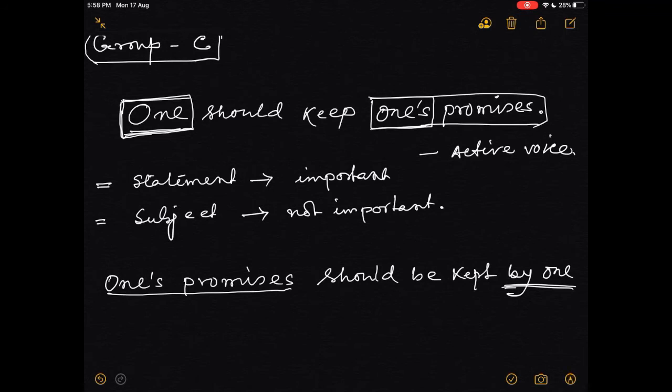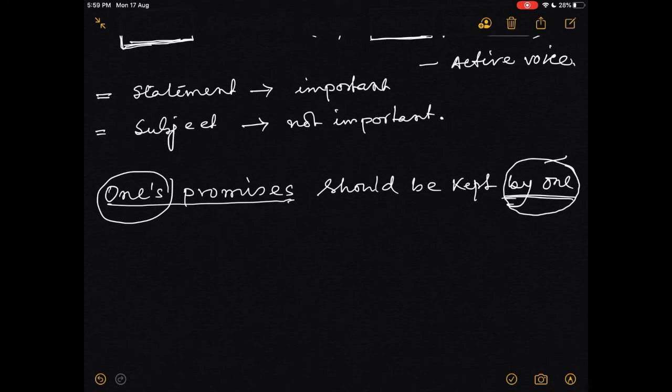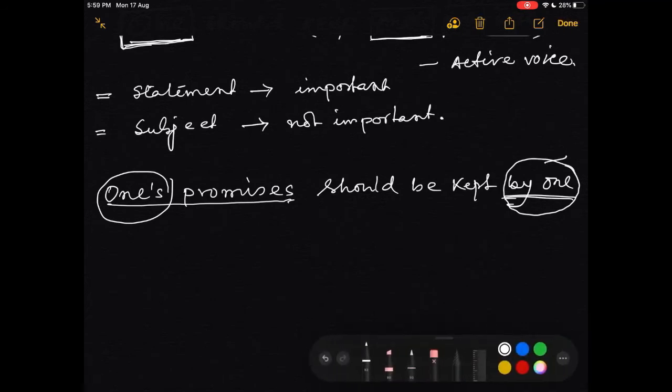I just told you that this one and this one is not so important in this sentence. These are just used to complete the structure of the active voice, to fulfill the place of the subject and the place of the object. So they are not so important. In passive voice, it is the practice not to use them.